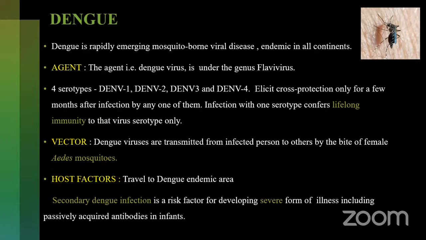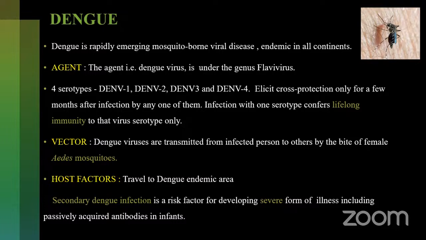There are 4 different serotypes: dengue virus 1, 2, 3, and 4. All of these provide cross protection for a few months after the infection by any one of them, and they confer lifelong immunity to that particular serotype which causes the infection. Vector: the dengue virus is transmitted from infected persons by the bite of the female Aedes aegypti mosquito.